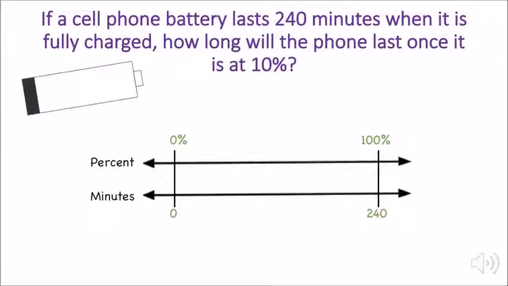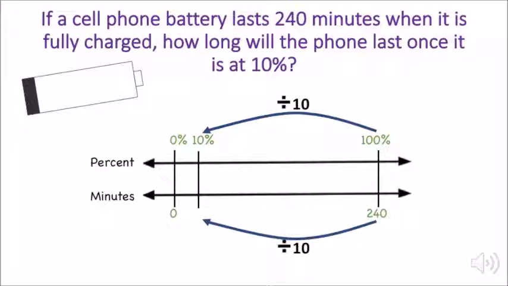Since the problem is asking for 10%, we need to place 10% on the number line. If I now look for a multiplication or division pattern, I see that I can divide 100% by 10 to get to 10%. So to find 10% of 240, I need to divide 240 by 10, which gives us 24 minutes. Therefore, 10% of 240 is 24.